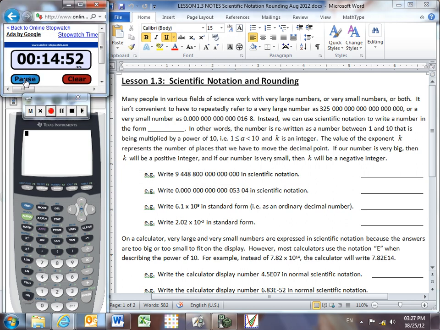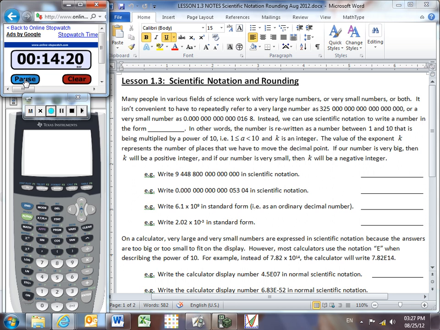Have a look at scientific notation and rounding. Now, in various fields of science, people tend to work with very large numbers. So you can think about this in terms of astronomy, the distance between us and a particular star. And if we were to measure that in kilometers, as opposed to light years, or even worse, imagine measuring it in meters, you're dealing with this massive, massive number of millions, billions, trillions.